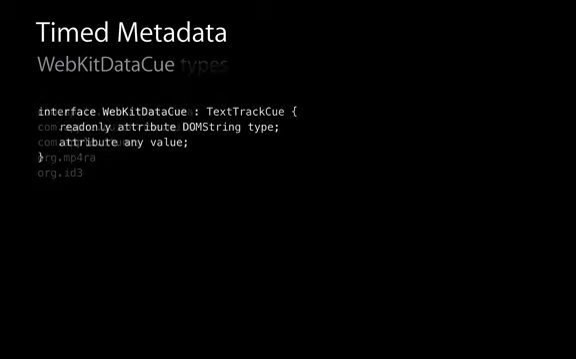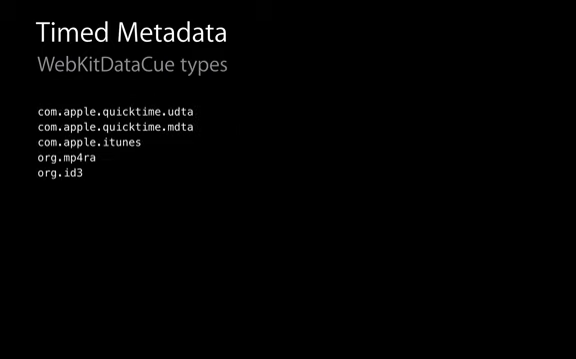So what does a type look like? Well, the metadata cue type indicates the source the metadata came from. So metadata can be found in QuickTime user data atoms. It can be found in QuickTime metadata atoms. It could have been inserted by iTunes. It can be found in the MP4 metadata box. Or finally, metadata can be inserted as ID3 frames directly into your media stream.